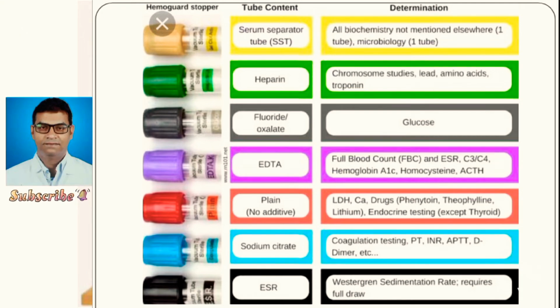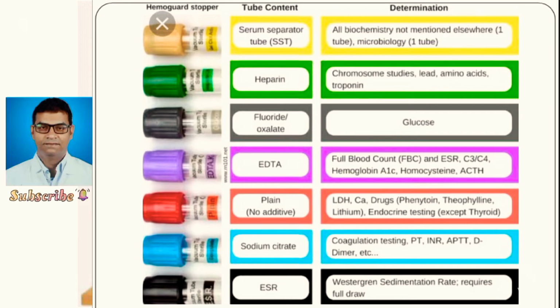First, we will discuss double oxalates. 0.5 ml anticoagulant for 5 ml of blood. This anticoagulant removes the free calcium ions from the solution through the addition of ammonium and potassium oxalate. Calcium is precipitated as insoluble calcium oxalate.